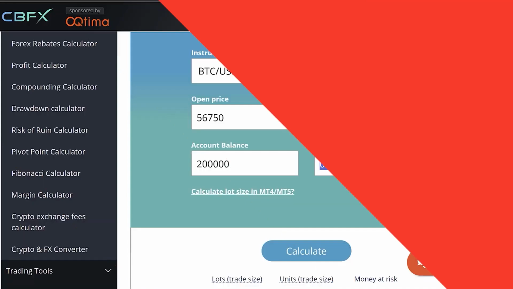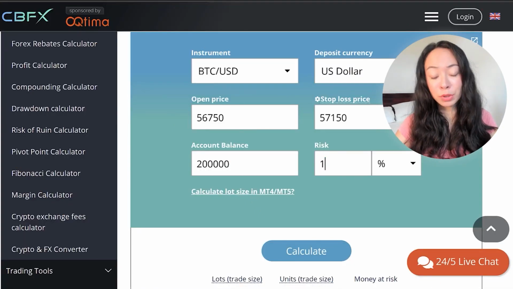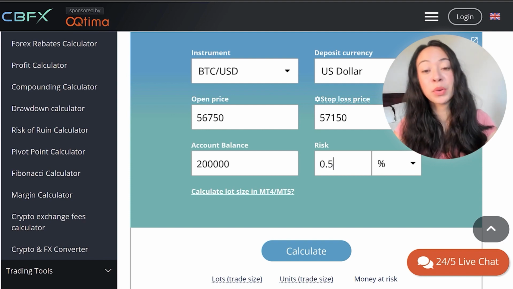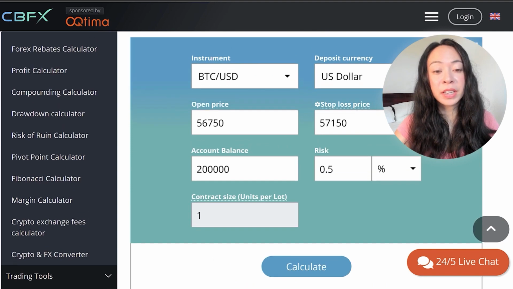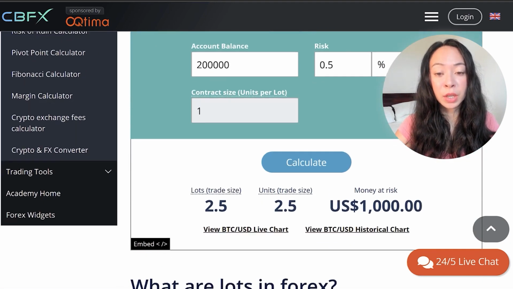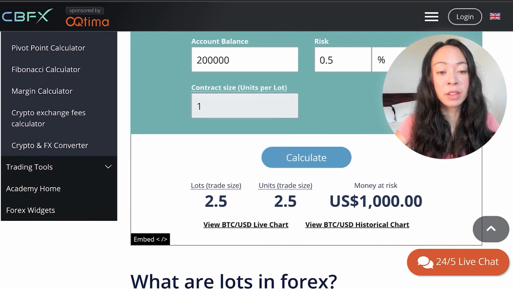However, if it's my very own account, I am willing to risk more because I don't have to maintain a specific drawdown. So I have a higher risk tolerance there, and then I go usually up to 1%. But for this example, let's stick with 0.5% and let's click on calculate. And then you find if you have this signal and this risk you are willing to take, you would risk a money of a total of $1,000 and you have a lot size which you can use of 2.5.